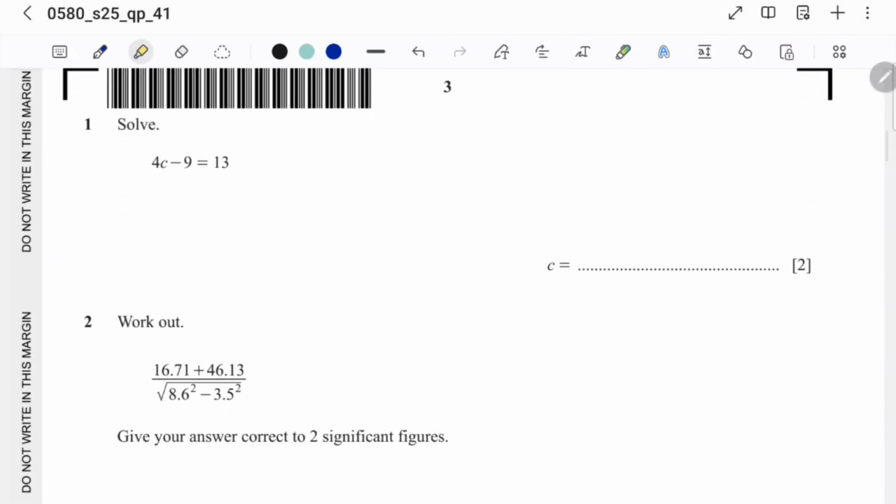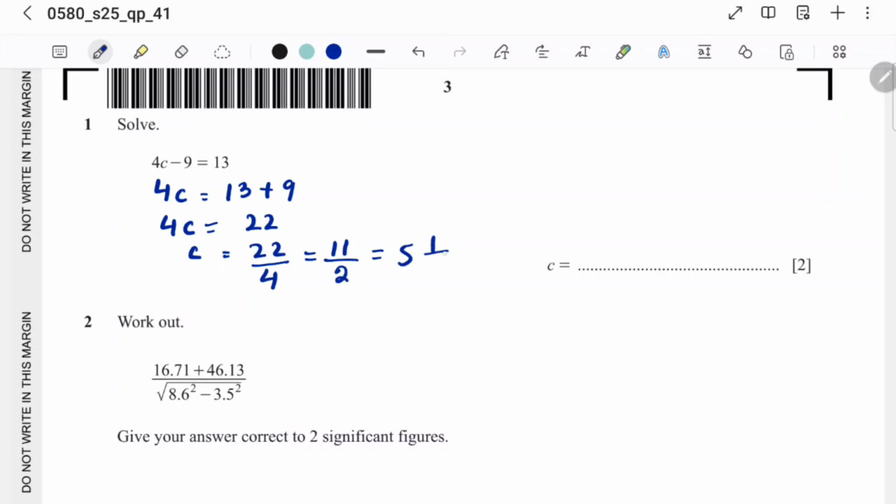So question number 1, solve 4c minus 9 equals 13. It's a very easy question. 4c is equal to 13 plus 9, and 13 plus 9 is equal to 22. See, 4 will divide to the other side. 22 over 4 will be equal to 11 upon 2 if you divide it by 2. In simplified form it is 5 whole 1 over 2, which you can write down as 5.5, or 5 whole 1 over 2, or even 11 upon 2.